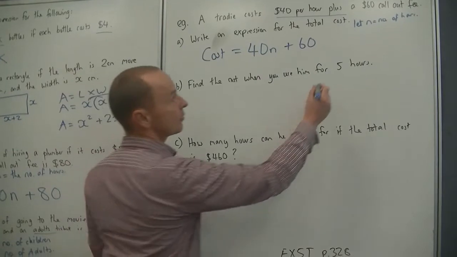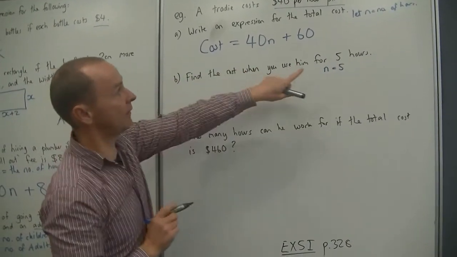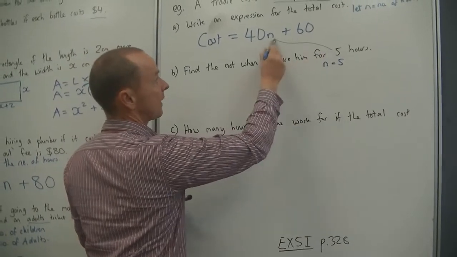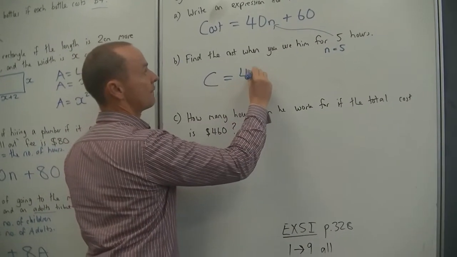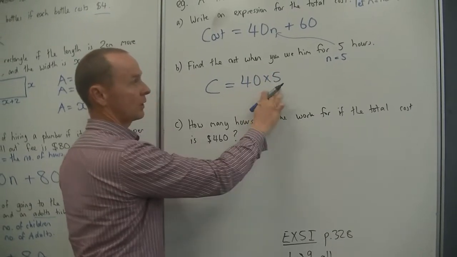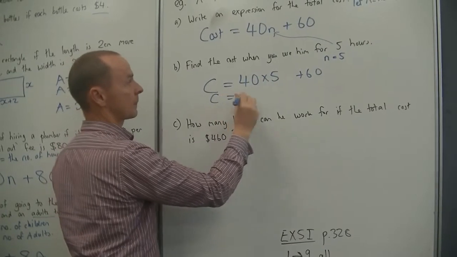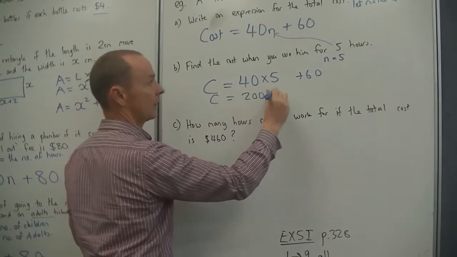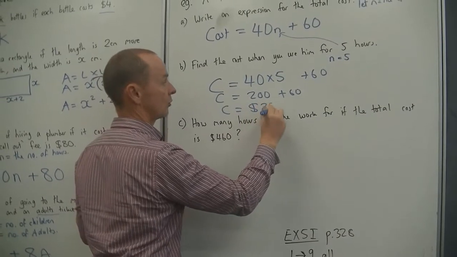So, this time, n is equal to 5 hours, because the number of hours is 5. So what I'm going to do is substitute that into my equation. So the cost is equal to 40 times 5, because $40 times by 5 hours, plus a $60 call-out fee. So 4 5s, that's 200, plus 60, so the total cost is $260.